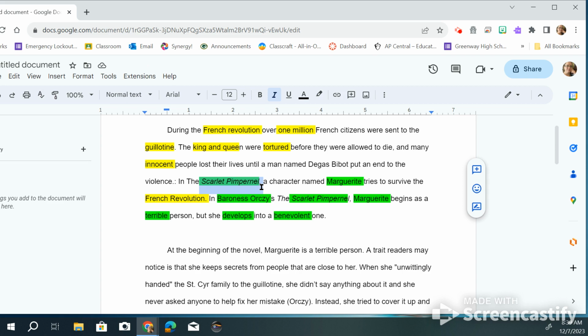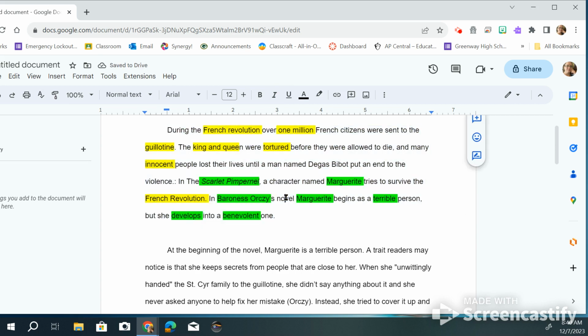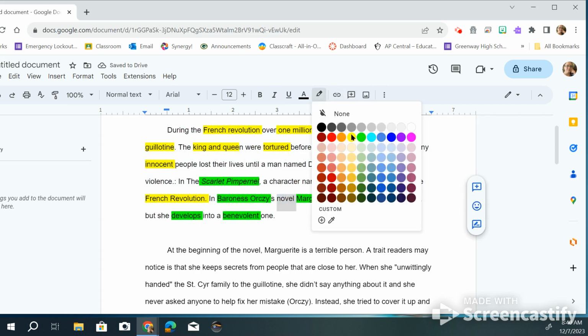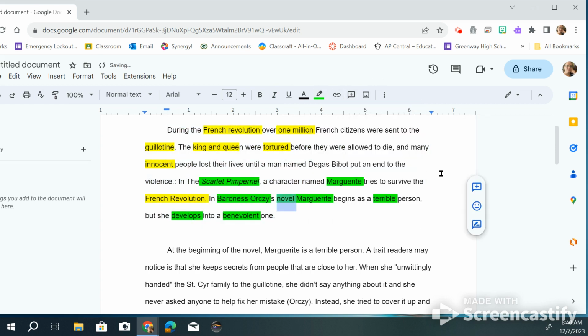In The Scarlet Pimpernel, a character named Marguerite tries to survive the French Revolution. In Baroness Orsi's, and I wouldn't repeat The Scarlet Pimpernel, I could just say, in Baroness Orsi's novel, and that still connects because what novel am I talking about? So novel is still a main idea. In Baroness Orsi's novel, Marguerite begins as a terrible person, but she develops into a benevolent one.